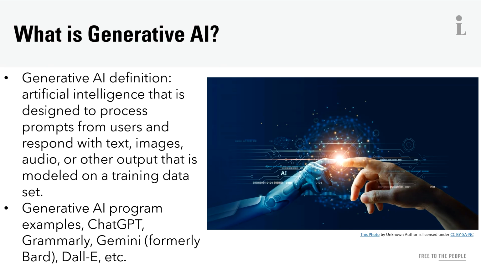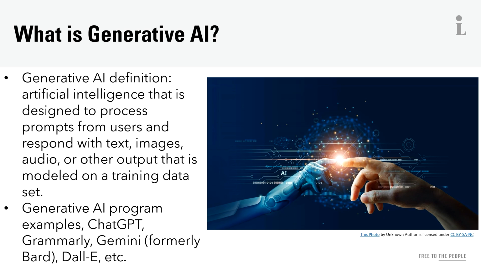Now, generative AI is a type of AI, the same way that discriminative AI has its own specialized process. Generative AI is an artificial intelligence designed to process prompts from users. So things you type into a chat box is often how you are able to give a generative AI program its prompt. And then that program will respond with text, images, audio, or some other output. But it's generating something new, which is where the generative AI component comes from.